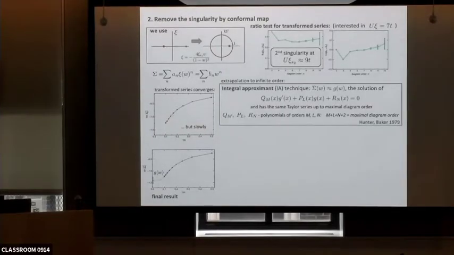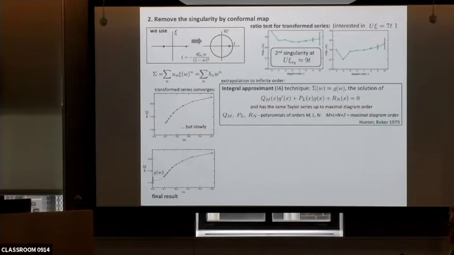And the way we do it is using this so-called integral approximant technique, where the idea is essentially to approximate the self-energy as a function of the expansion parameter by a function that has the same Taylor series up to the maximum order that we have and solves this ordinary differential equation. Q, P, R are polynomials of the corresponding orders, and there's obviously a constraint on the number of orders that you can have given a certain number of coefficients that you've computed for the series.